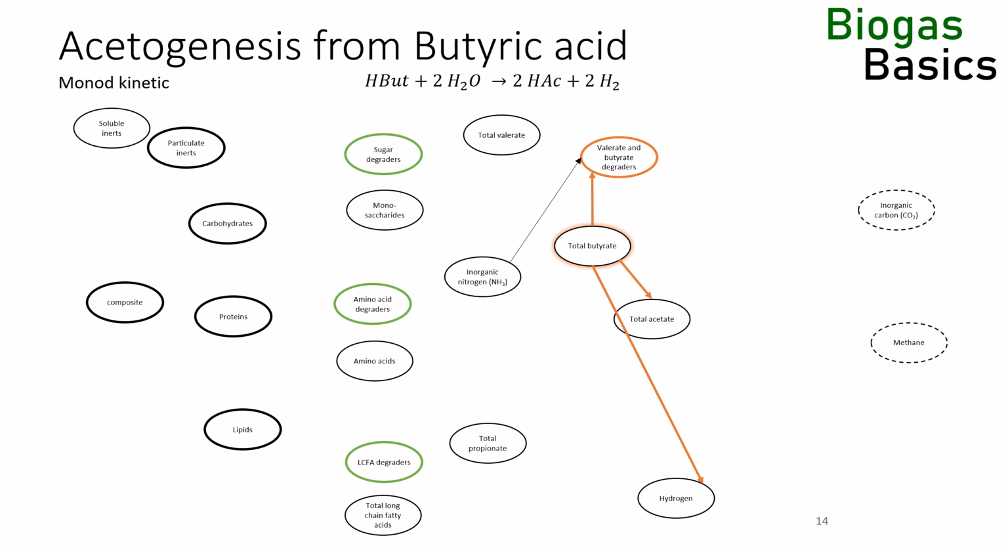Butyric acid is converted by the same group of microorganisms to 2 acetic acid and 2 hydrogen. The reaction is a Monod kinetic with a limitation term for inorganic nitrogen and inhibition terms for pH, hydrogen, and a competitive inhibition term for valeric acid.